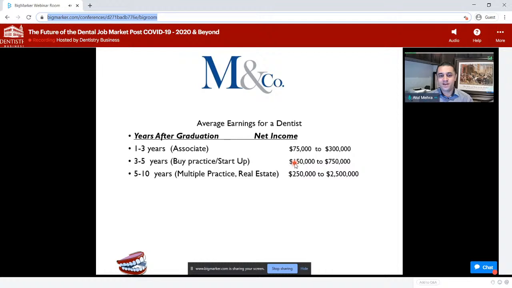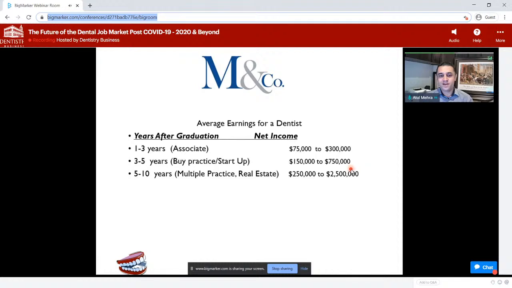It's a big range. It really depends on where you're working, how frequently you're working, if there are any specializations potentially, or how advanced your skills are and how fast you are, which can dictate how much you can make. After that, there's a bigger range 3 to 5 years in, because as people start buying a practice or starting a practice or getting more hours, their income can increase exponentially, from anywhere from $150,000 to $750,000 per year.